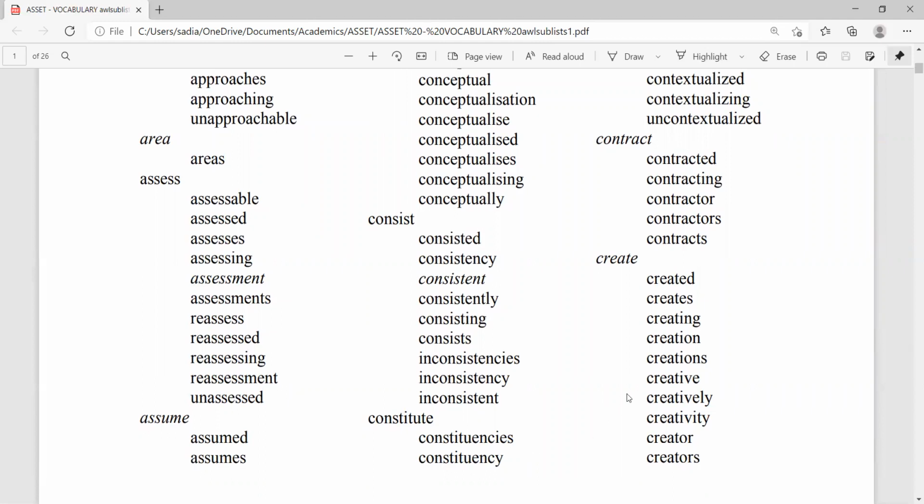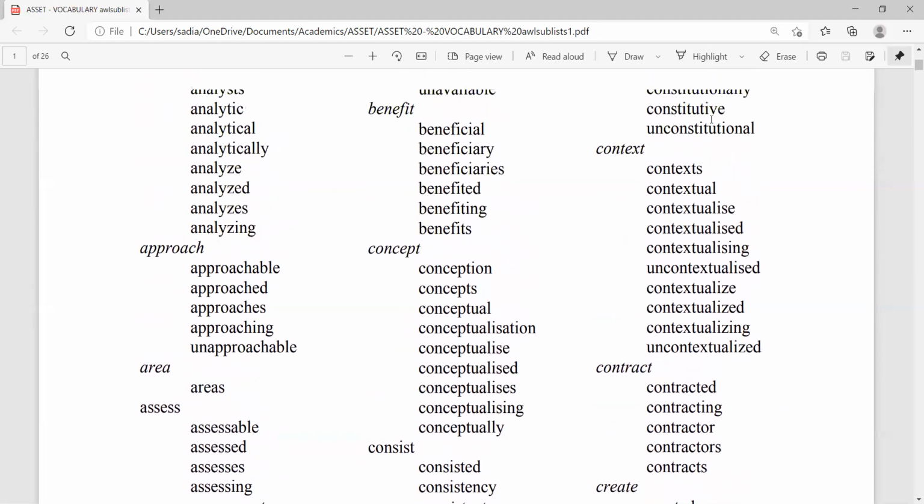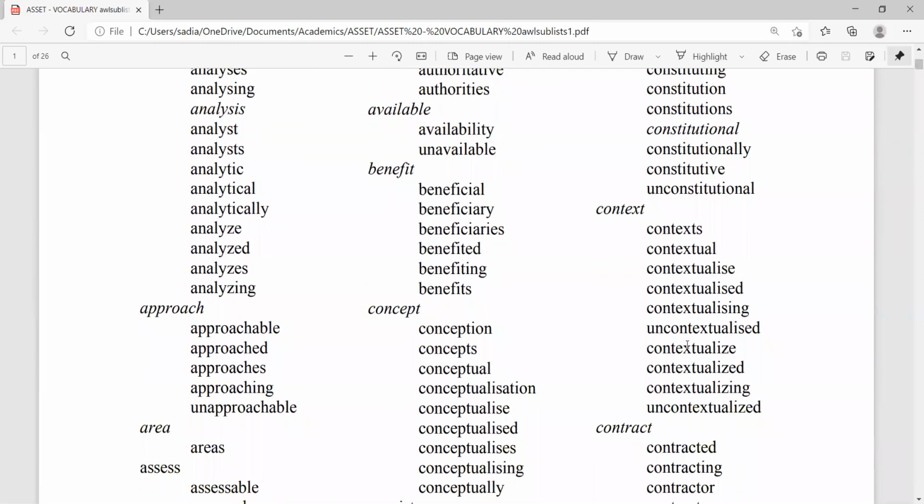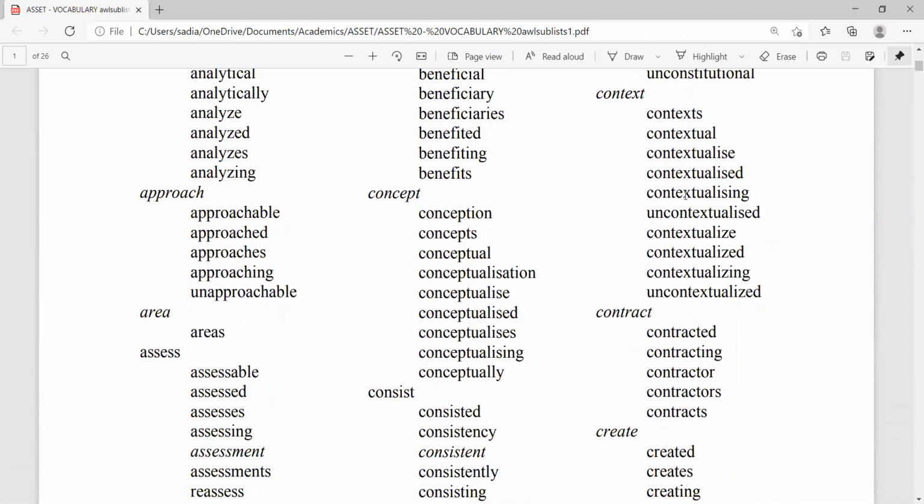Constitute, constituency, constituent, constituents, constituted, constitutes, constituting, constitution, constitutions, constitutional, constitutionally, constitutive, unconstitutional, context, contextual, contextualize, contextualized, contextualizing, uncontextualized, contextualized. You can see with that S is changing to Z over here.